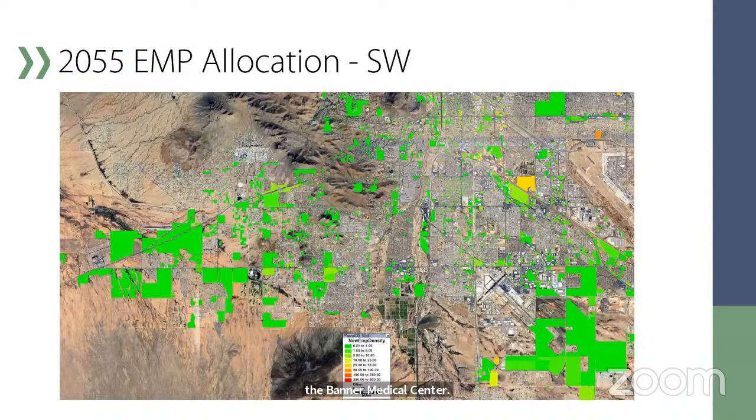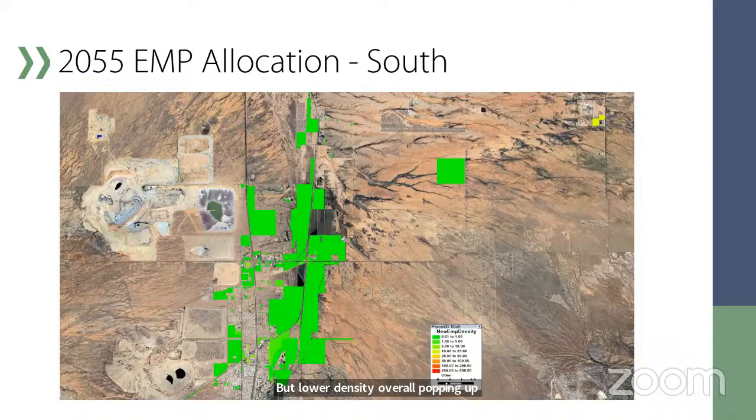Down on the southwest side again, generally those lower density, some just due to parcel size, but lower density overall popping up all around there. And as we move down to Sahuarita, pretty much the same thing. Lower density employments throughout that region.